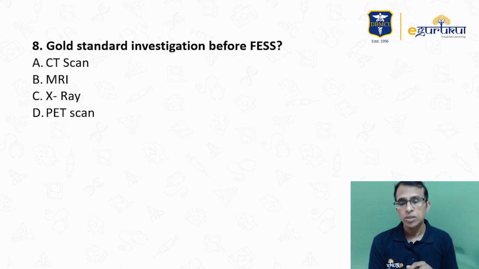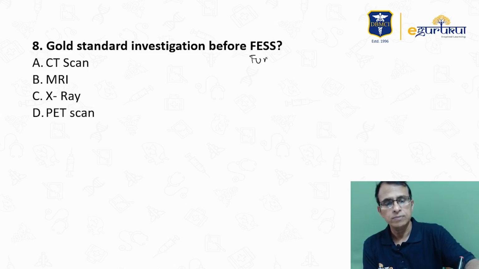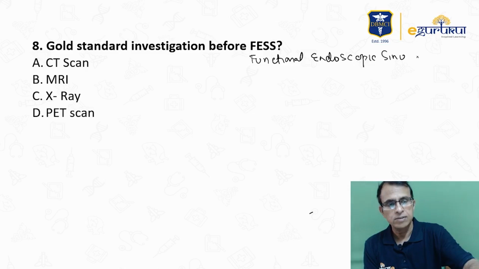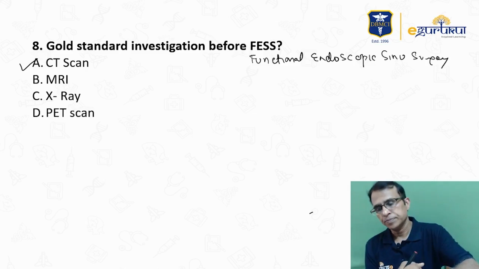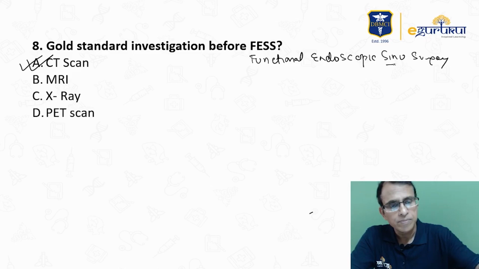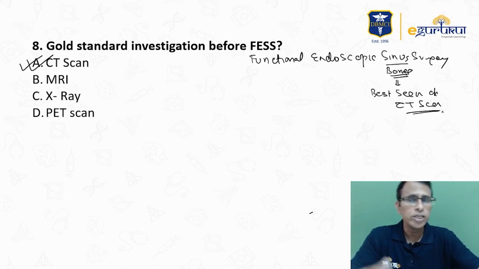Next question. Gold standard investigation for FESS. FESS stands for functional endoscopic sinus surgery. And the answer is CT scan. Because sinuses are made up of bones, we all know. They are made up of multiple bones, and bone is best seen on CT scan. So if you want to see any bony structure like sinuses, then CT scan is the best investigation.